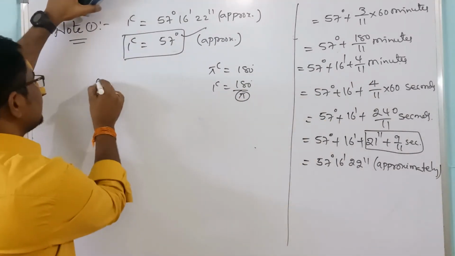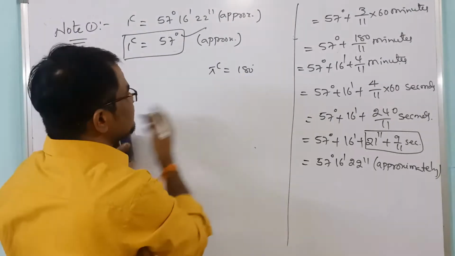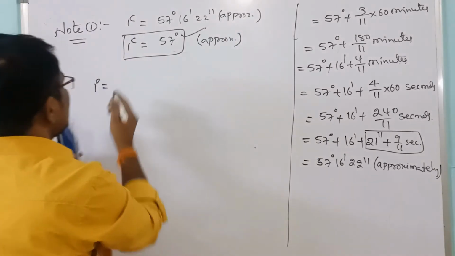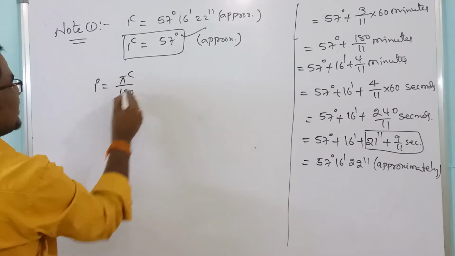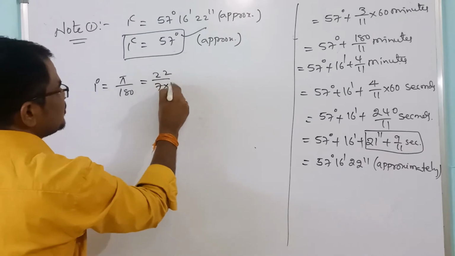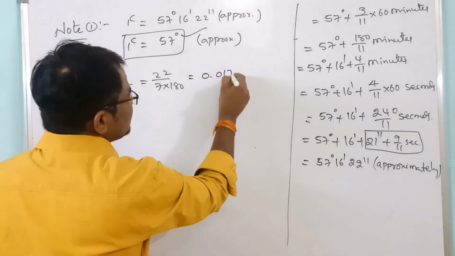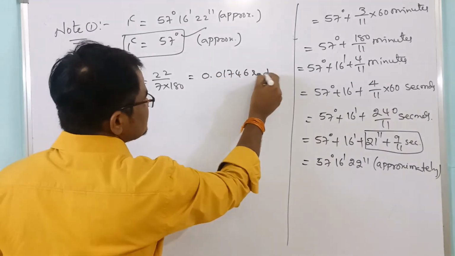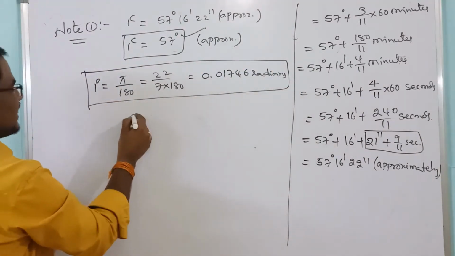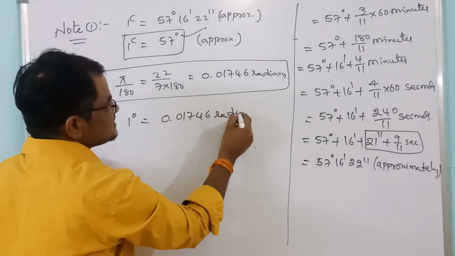Next, 1 degree, if you take from this one, 1 degree means divide by 180, so here 1 degree you will get, means pi radians by 180. Pi means here 22 by 7 into 180, that is equal to 0.01746 radians. This one also you have to remember. So 1 degree equal to 0.01746 radians.